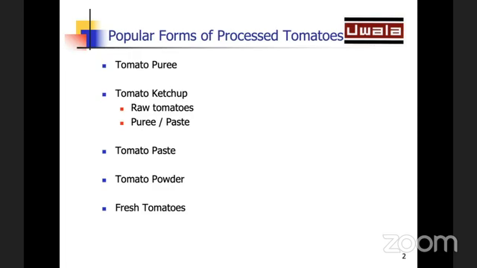Another very popular form, day by day, is tomato powder, whose consumption in various ingredients is increasing. For example, you would have seen Knorr or Maggi or these products which make ready-made tomato soup. One of the essential ingredients for that is tomato powder, and the production of powder is increasing by leaps and bounds in India.